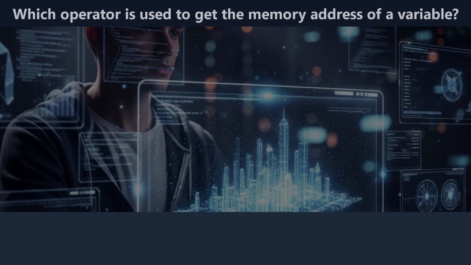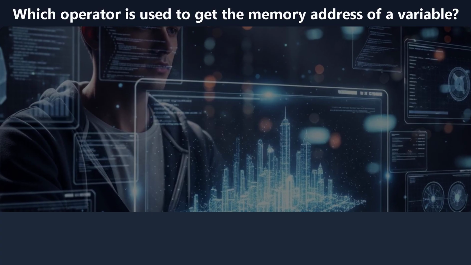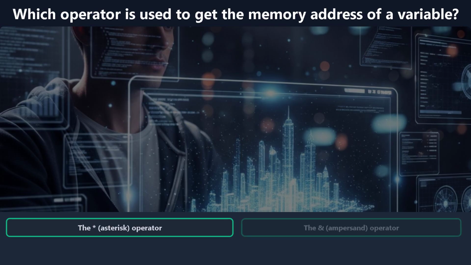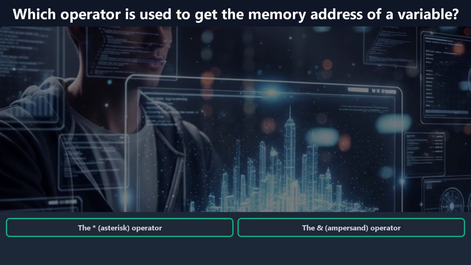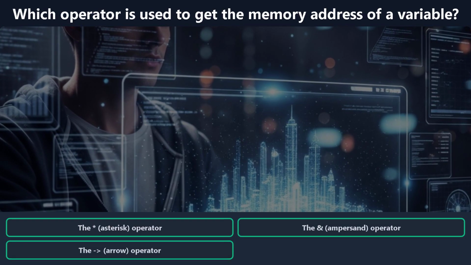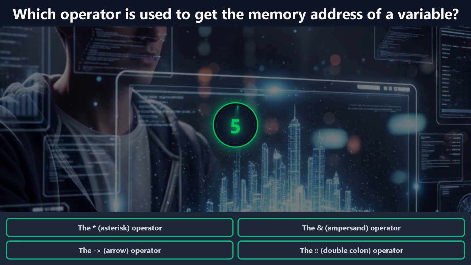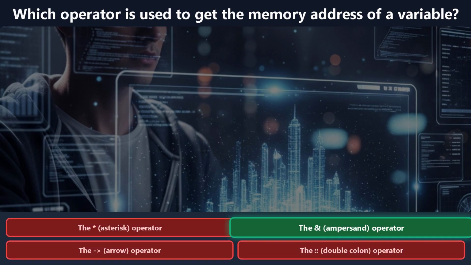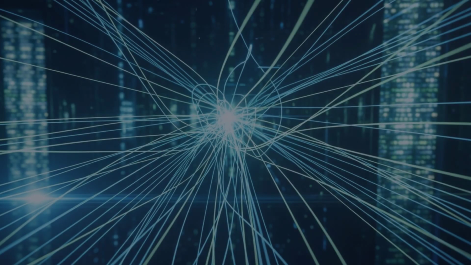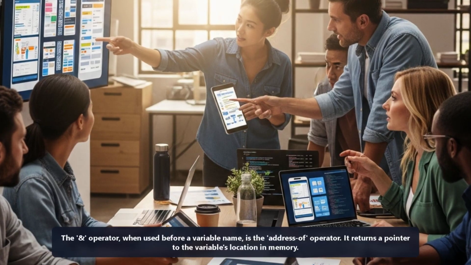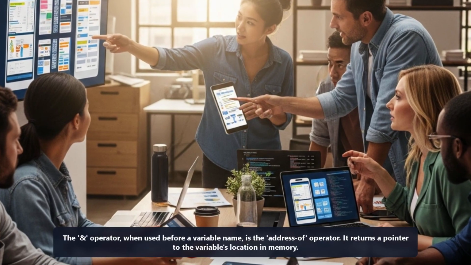Which operator is used to get the memory address of a variable? The asterisk operator. The ampersand operator. The dash arrow operator. The double colon operator. The ampersand operator. The ampersand, when used before a variable name, is the address of operator. It returns a pointer to the variable's location in memory.